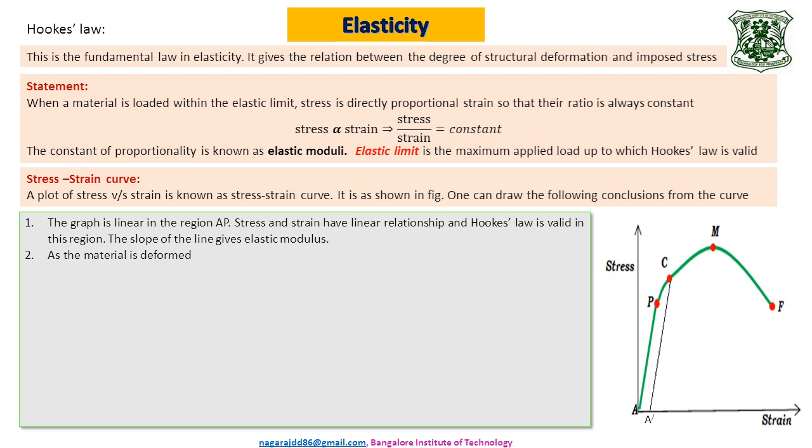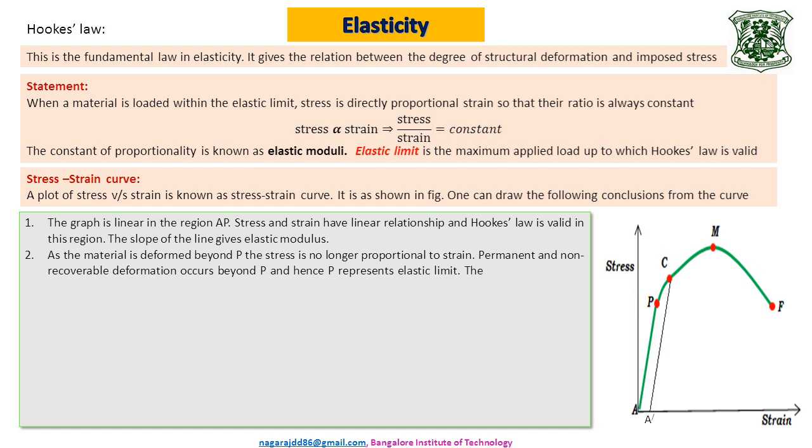Second conclusion: as the material is deformed beyond P, the stress is no longer proportional to strain. Permanent and non-recoverable deformation occurs beyond P, and hence P represents the elastic limit. The region beyond P is known as the plastic region. So up to P, Hooke's law is valid. Therefore, this can be called the elastic limit. Beyond P, there will be a non-linear variation of the strain. So this is known as plastic deformation.